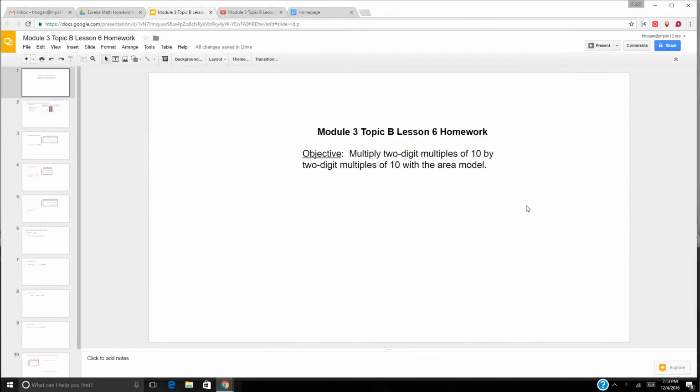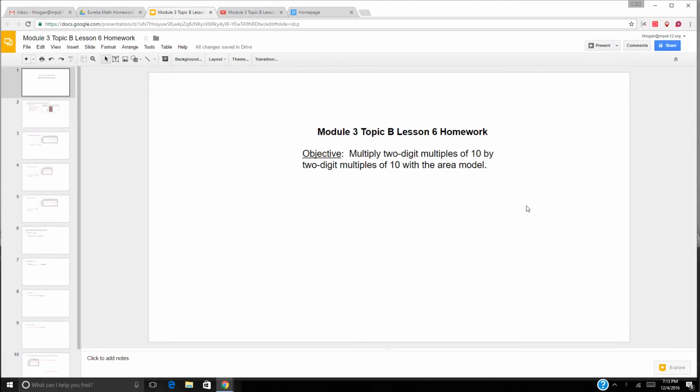Module 3, Topic B, Lesson 6 homework. And again, we're going to be doing multiples of 10. We had been doing multiples of 10, 100, and 1,000. But for this lesson, we just are focusing on two-digit multiples of 10 and multiplying them by two-digit multiples of 10 and using the area model.